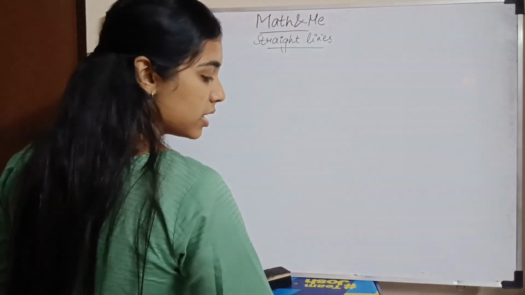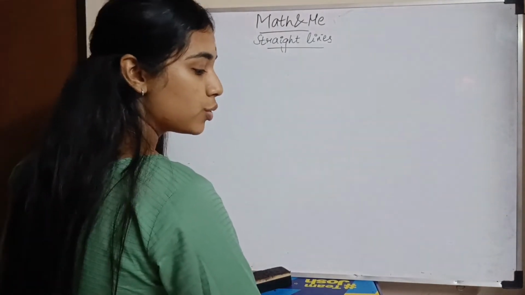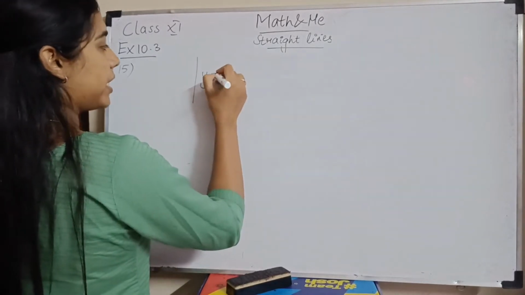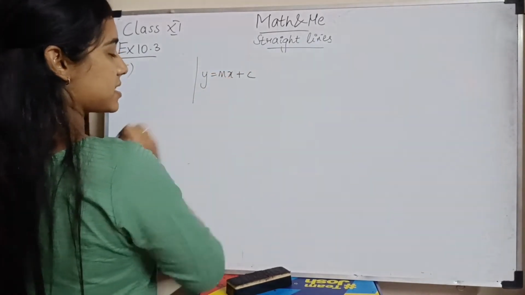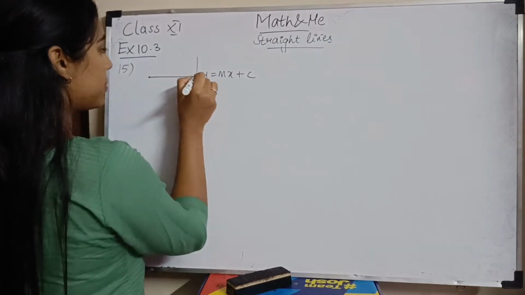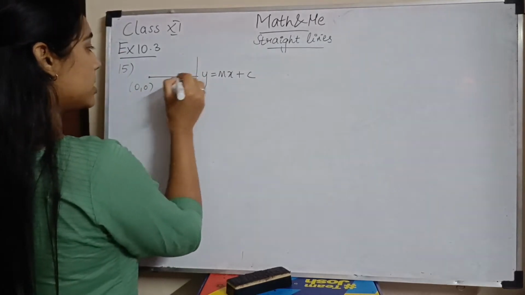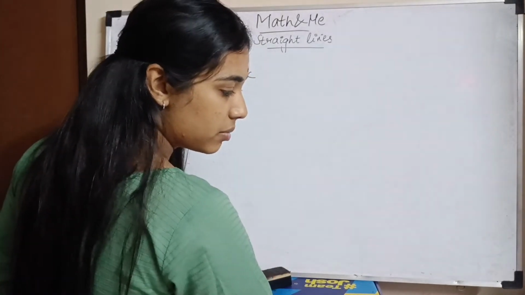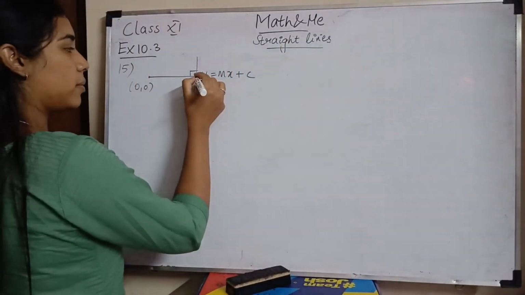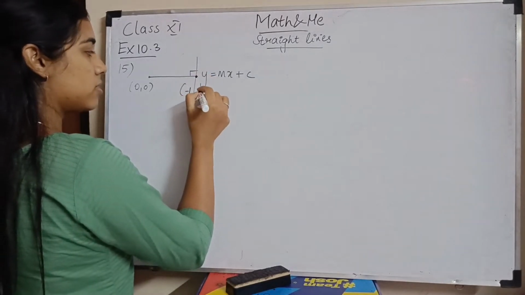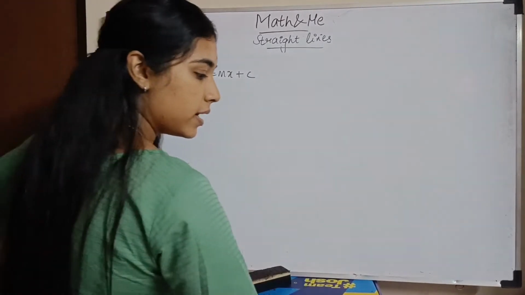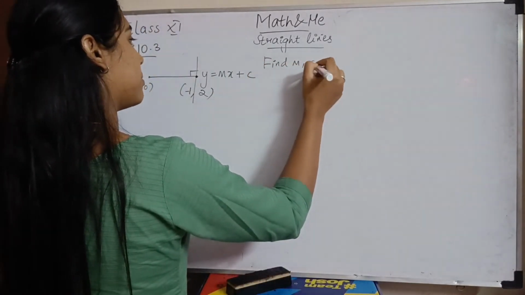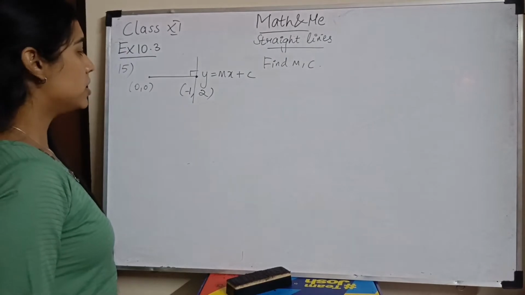Question number 15. The perpendicular from the origin to the line y equals mx plus c. So you have a line y equals mx plus c. The perpendicular from the origin. So this is the origin and this is a perpendicular line. It meets it at the point minus 1 comma 2. Find the values of m and c.